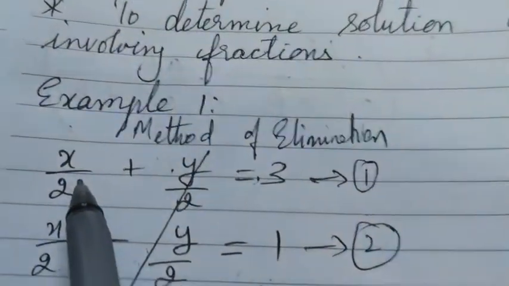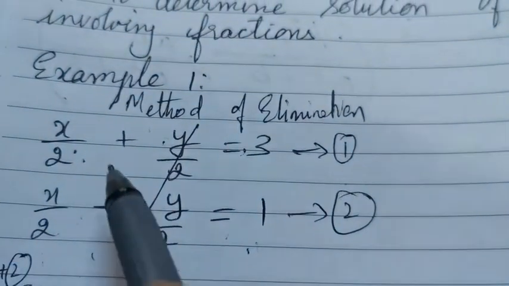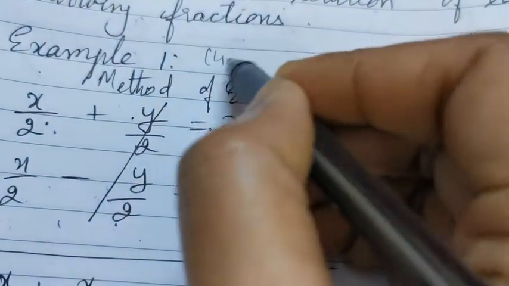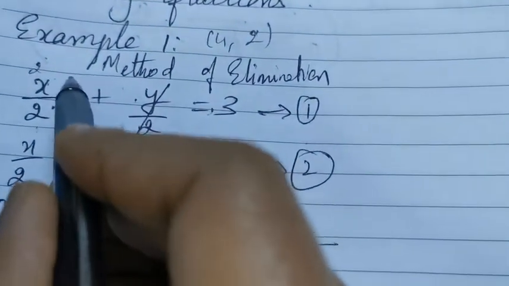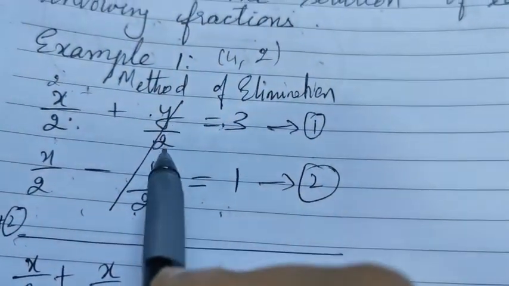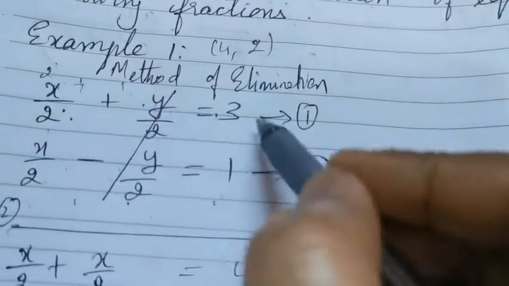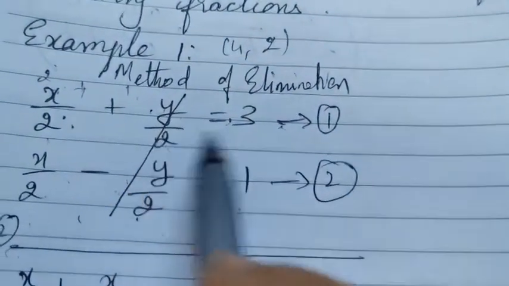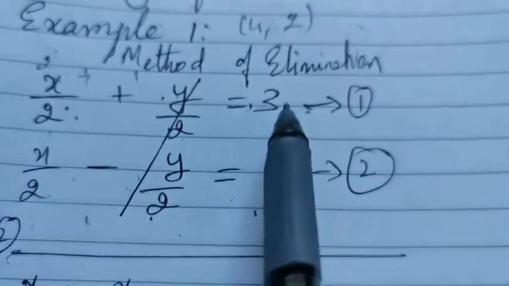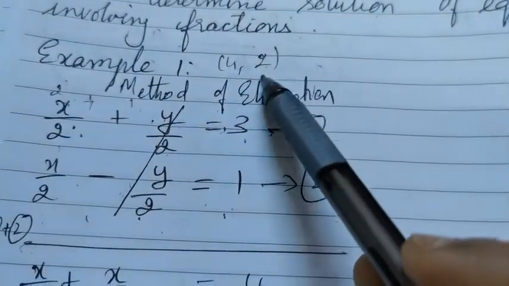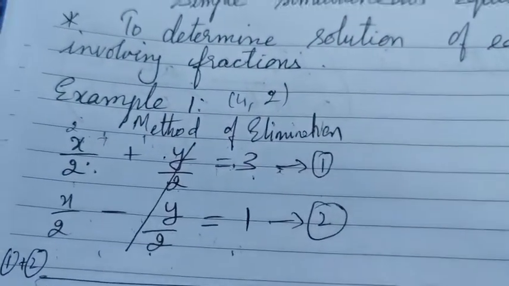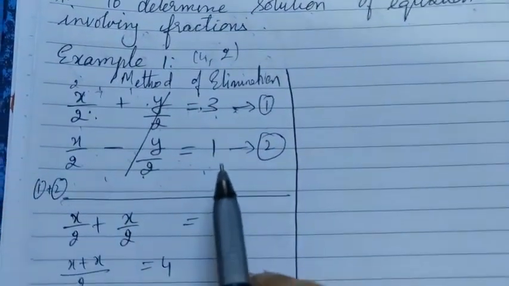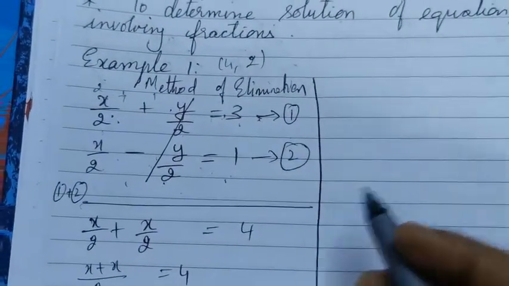Now to check whether your answer is correct, you will substitute the values of x and y in the given equation. My value of x is 4 and the value of y is 2. So when I substitute, 4 by 2 is 2, plus 2 by 2 is 1. So 2 plus 1 gives me 3. I am getting my right hand side as it is. So the solution which I got for these two equations, 4 comma 2, is correct as we checked here. Now the same question, if we follow the method of substitution.